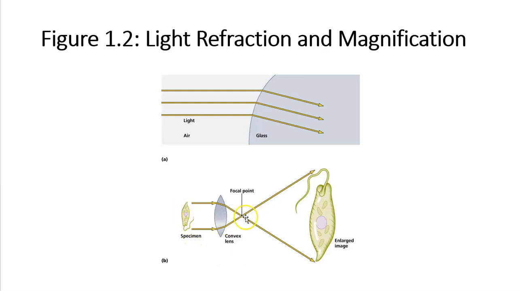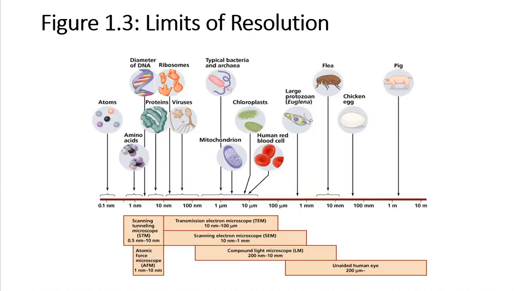And so we're going to have our specimen, we're going to have our lens, and we're going to have a focal point that allows us to see. But we want this light to bend all in the same way. If it's all over the place, we can't see anything.